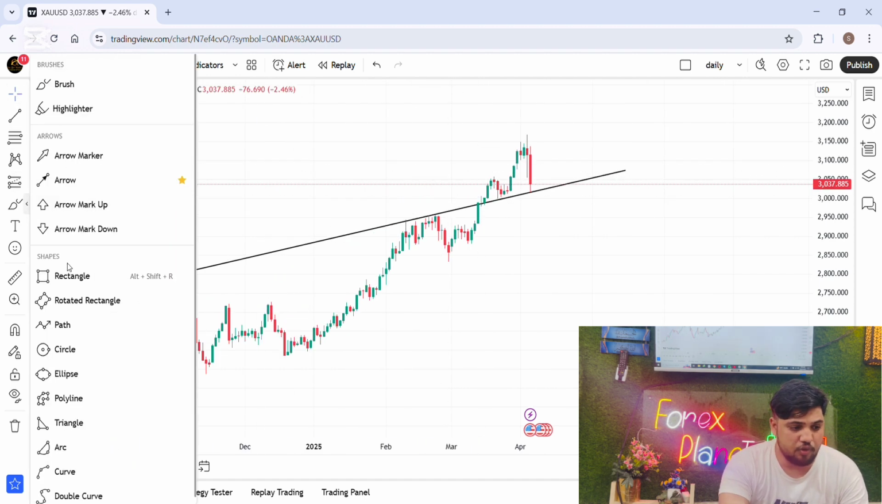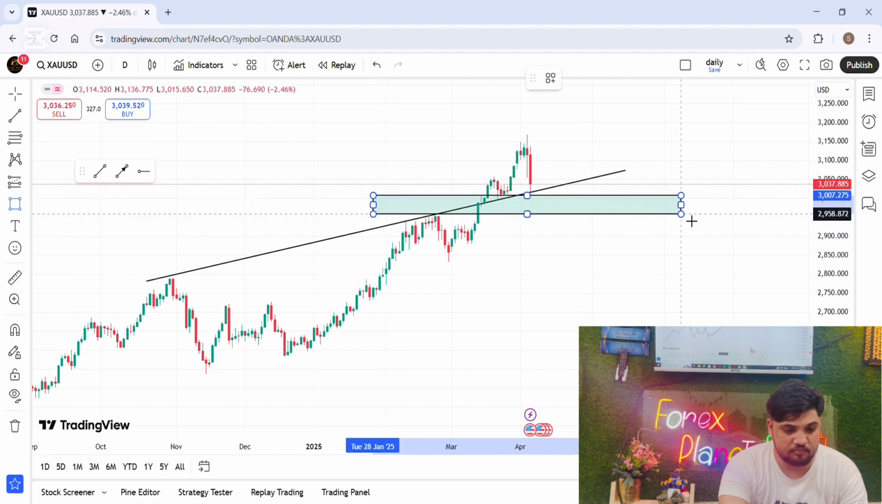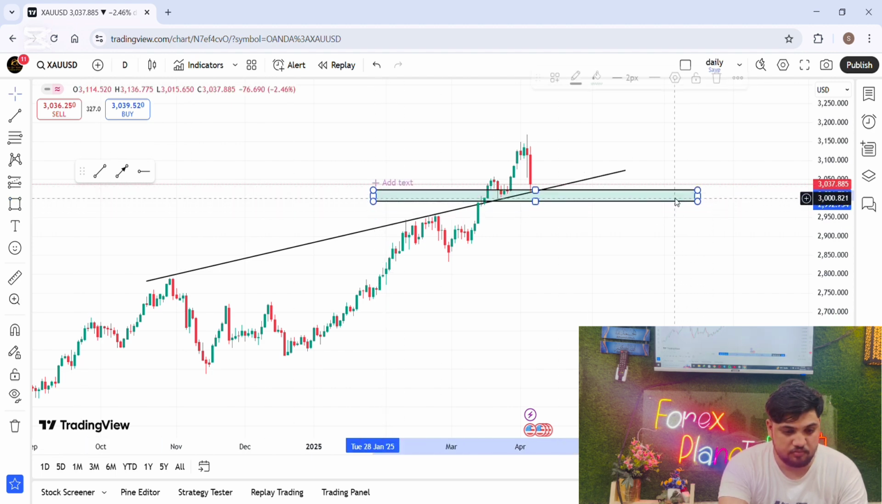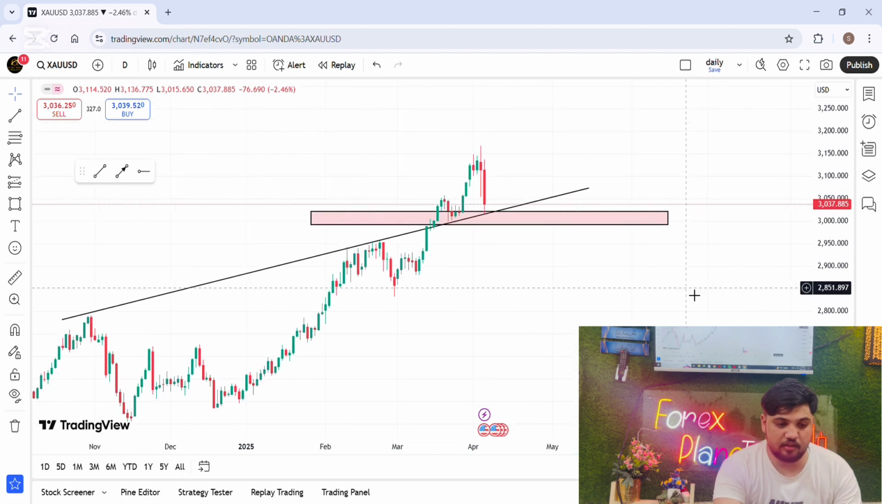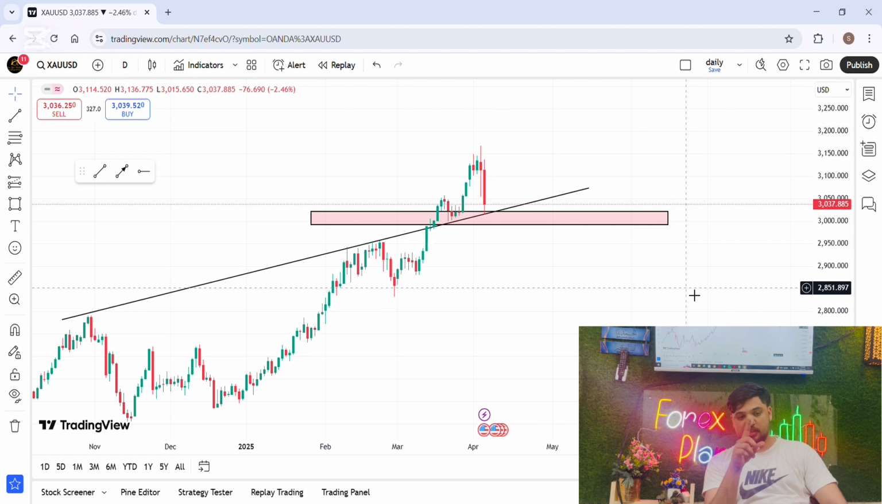Okay, so if we are going to draw a structure like that, and let's make it red. Now we have two zones here. First of all, there is a trend line, the most important trend line, and second, the red zone. The red zone is very important, as I think 9 candles rejected this zone. If one candle rejects the zone, then two candles, three candles, the zone is becoming a stronger zone.